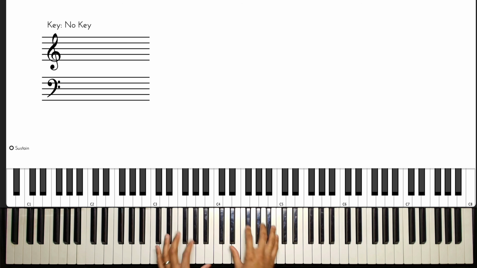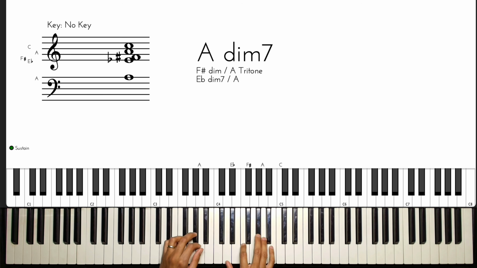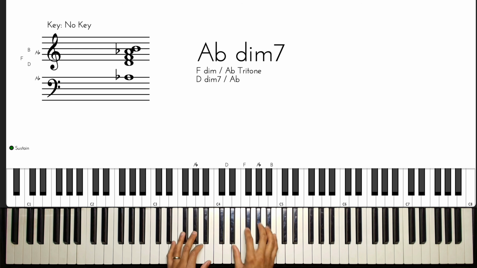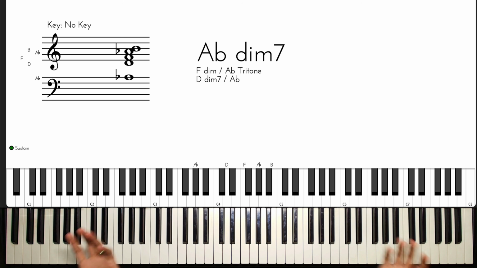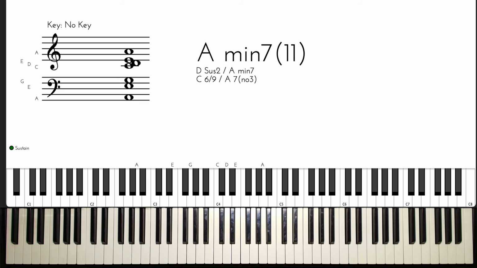Now, cool thing, if we notice, is that this movement right here is just going down chromatically. All of the notes go down chromatically, simplifying the progression that we're playing. And we land on the 6.